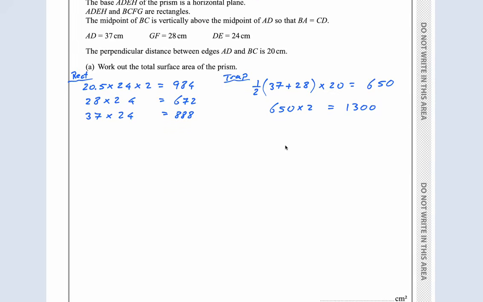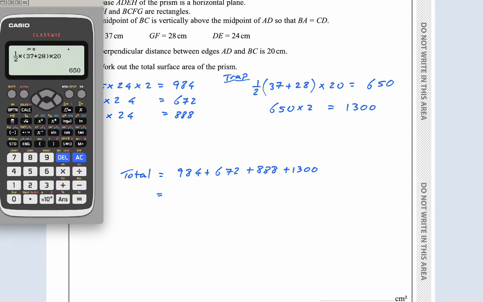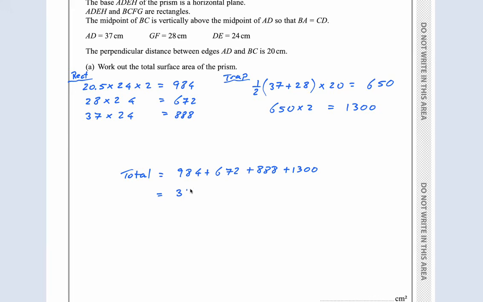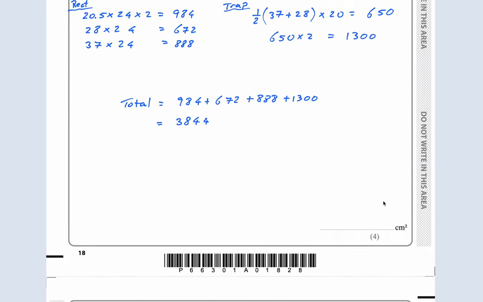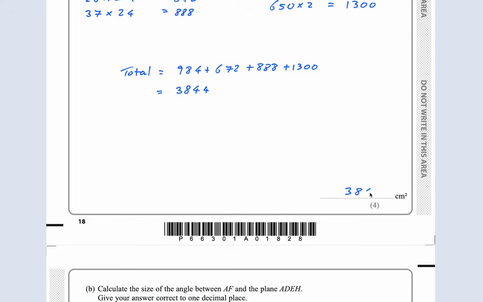So I need to add all these up. The total is equal to 984 plus 672 plus 888 plus 1300, which is 3844. Thankfully, that is correct.